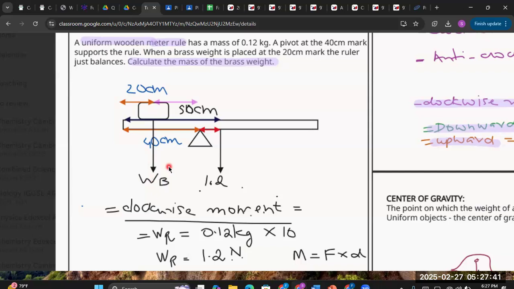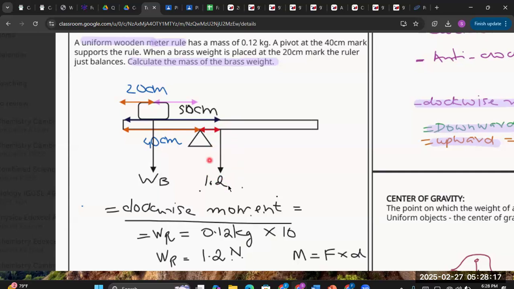Okay. So we are going to start by first finding, this is the pivot, clockwise and anti-clockwise. Follow the arrow and turn towards the pivot. So this is the brass weight. It is producing anti-clockwise. This is the weight of the scale, 0.12. I've written 1.2, but it's 0.12. So it is going to go downwards and turn towards the pivot. So this is clockwise.